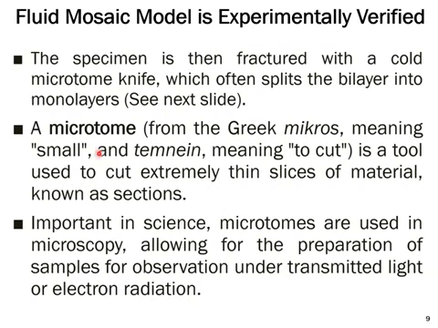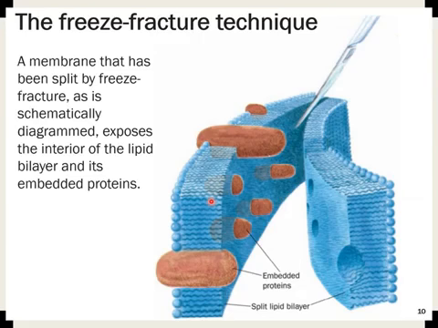This tool is very important in science, and microtome knives are used in microscopy, allowing for the preparation of samples for observation under transmitted light or electron radiation. So with this microtome, we cut sections of different samples which we want to study, and then we study those sections under the electron microscope or with other techniques. Here is the microtome knife cutting the structure.